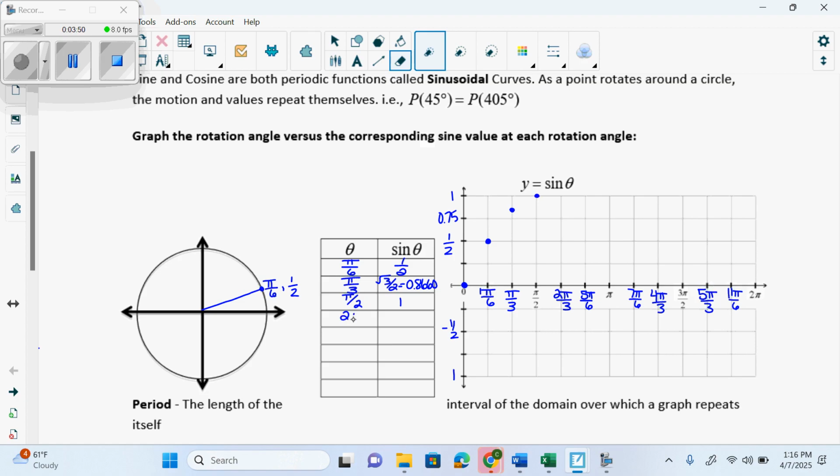Then we have 2 pi over 3. What is sine at 2 pi over 3 on your unit circle? Root 3 over 2, which equals 0.8660. The same height, a little higher. And then we have 5 pi over 6. What is sine at 5 pi over 6? 1 over 2, a half. What is sine at pi? 0.